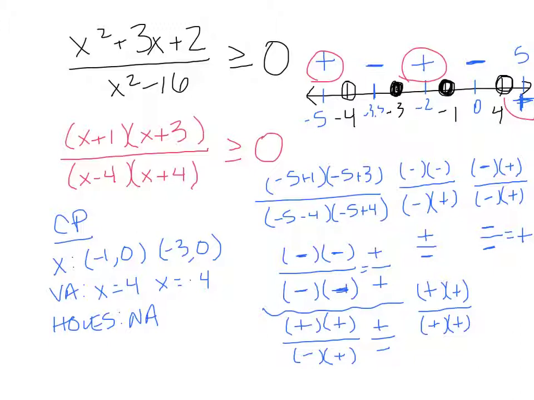So our answer is going to be the set of all x's from negative infinity up to that first vertical asymptote at negative 4. Then it's going to start up again between the x-intercepts, and I'm going to use brackets because it can equal these. Then the last interval is going to be from the last vertical asymptote all the way up to infinity. Those are the 3 intervals on which this graph is positive.